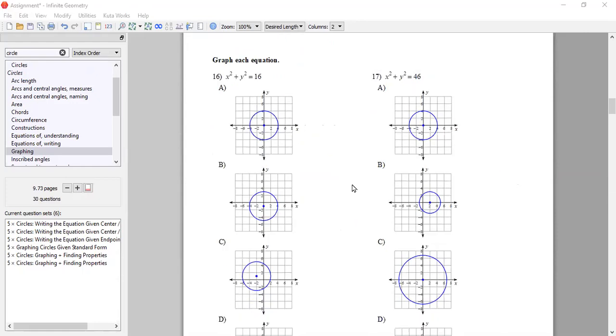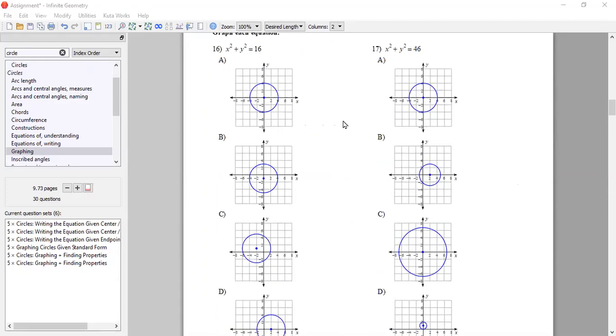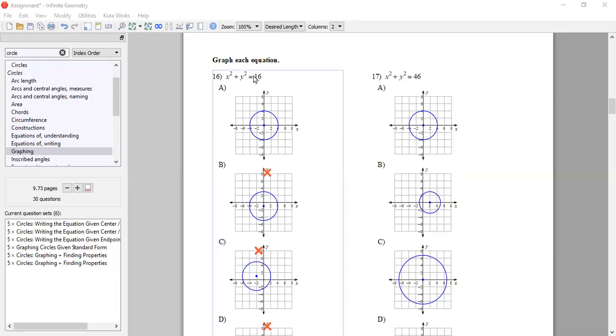Graphing the equation. So 16, where's the center? We did one exactly like that. So the center is at 0, 0. You can cross off some crazy answers. It is definitely not this one, not this one, and not this one. You don't even have to calculate the radius because you know there's only one of those at the origin. However, let's look at the radius. This radius squared is 16, therefore the radius needs to be 4.